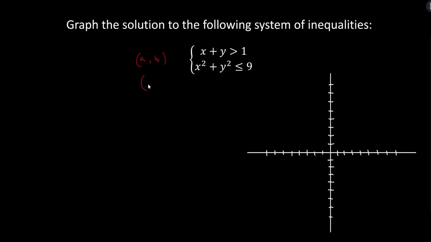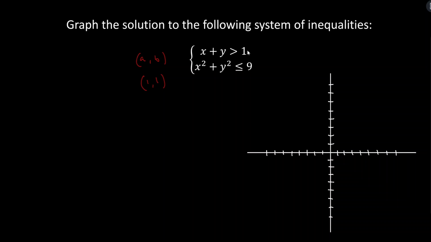So here's an example, (1, 1). This is a solution to this system. Why? Because when I replace x with 1 and y with 1, each of these inequalities becomes a true statement. That's what we mean when we say it satisfies each inequality. So 1 plus 1 is 2, and 2 is in fact greater than 1. And 1 squared plus 1 squared is 2, and 2 is in fact less than or equal to 9. So (1, 1) is a solution to this system of inequalities. But again, the best way to show these solutions to a system of inequalities is graphically.